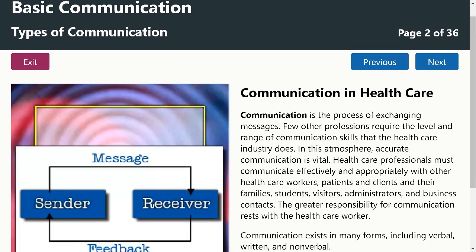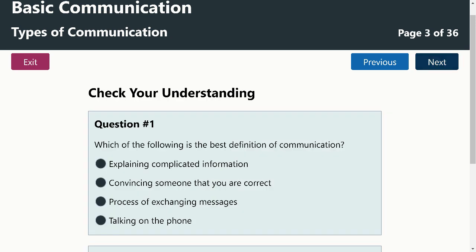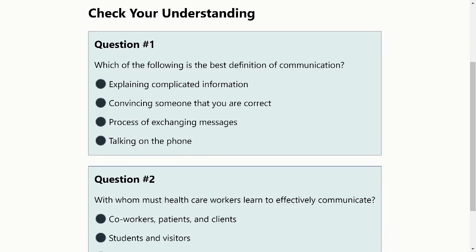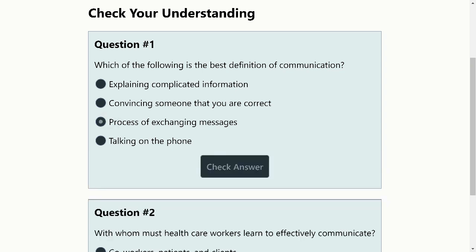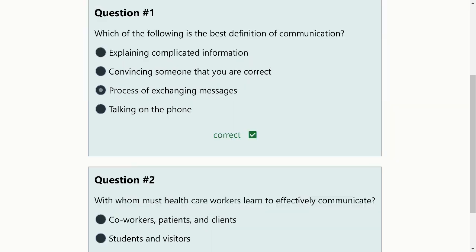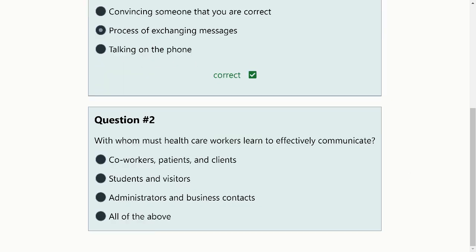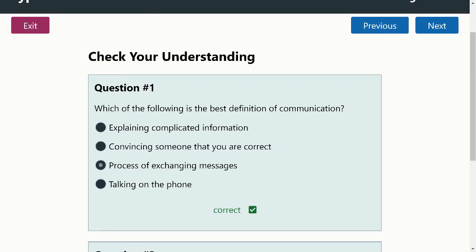So remember, I'll tell you what to write down. All right, so which of the following is the best definition of communication? Process of exchanging messages. With whom must healthcare workers learn to effectively communicate? So you got coworkers, patients and clients, students and visitors, administrators, and business contacts.